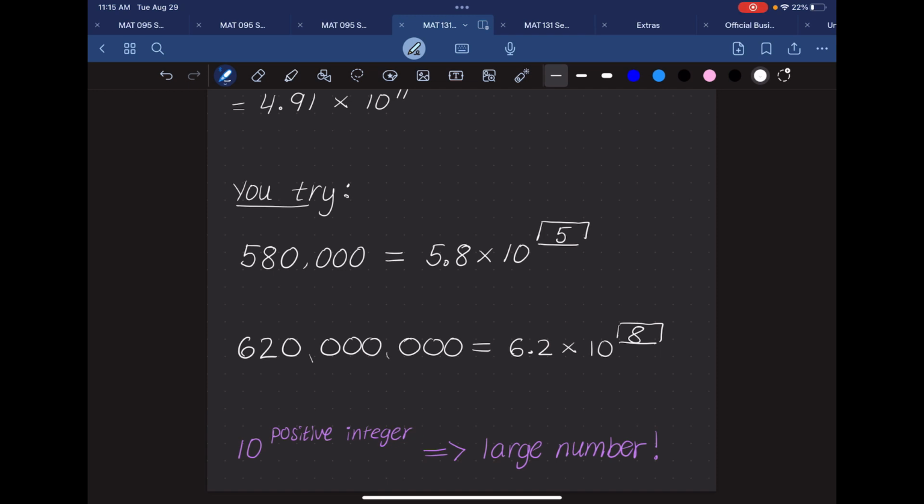And I want you to notice a trend: when we have a number in scientific notation, and this exponent of 10 is a positive number, that means whatever this decimal is out in front, we're multiplying it by 10, and then 10, and then 10, again and again. And so we're making the number much larger. So 10 to a positive integer is going to give us a large number.